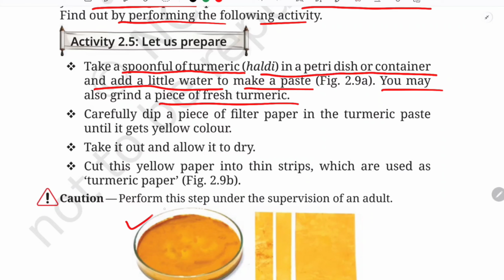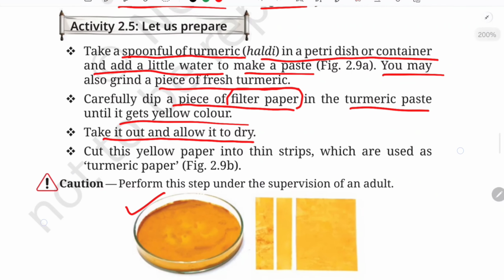Take a glass container with a wide opening, and carefully dip a piece of filter paper in the turmeric paste until it gets yellow colored. If filter paper is not available, you can use cotton cloth also. It should be very, very thin. You have to dip it until it turns yellow, and then take it out and allow it to dry.